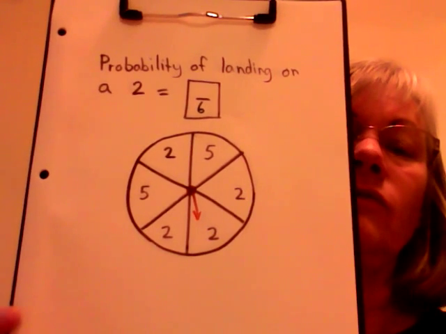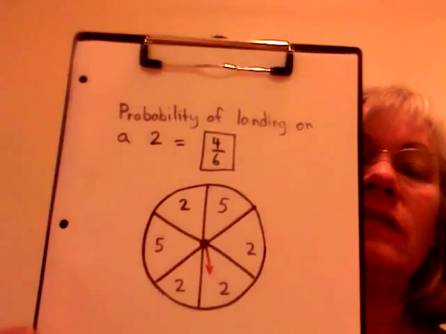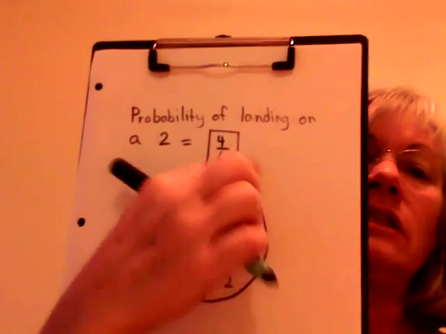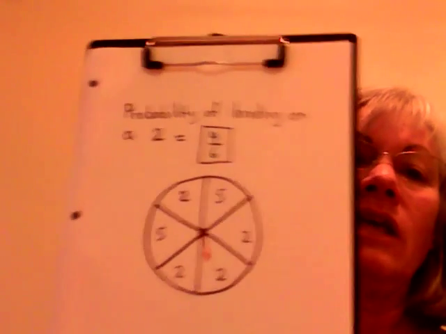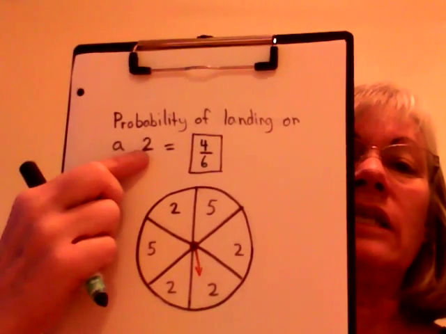2, 3, 4 sixths. There are 4 chances when you spin that you might land on a 2. There are 6 possibilities, 6 different sections of the spinner, and 4 of those sections have a 2 in them, which is what we're asking about.